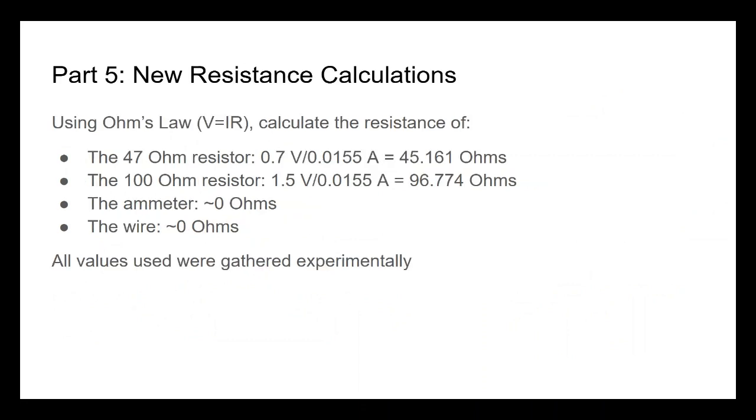Next, we have new resistance calculations. So we used Ohm's law again to calculate the actual resistance of the different resistors, which was slightly less than we expected for both of them. So instead of 47, we got about 45 ohms, and instead of 100, we got about 96.8 ohms. The ammeter and wire were measured to have approximately 0 resistance, which is what we expected.